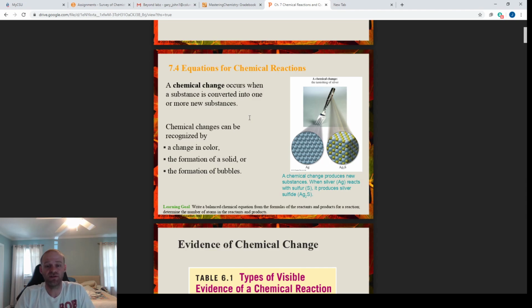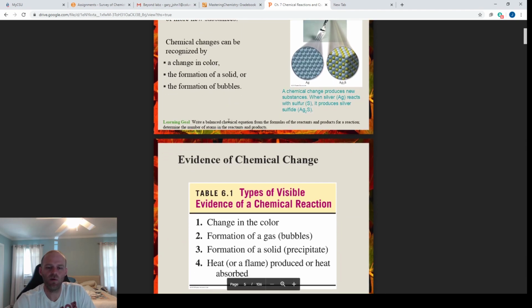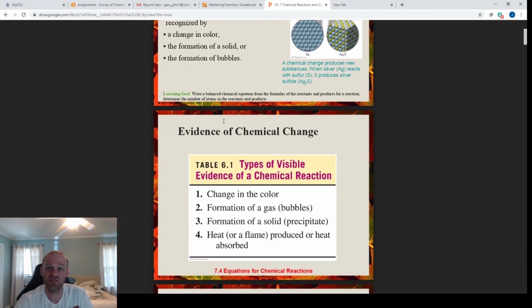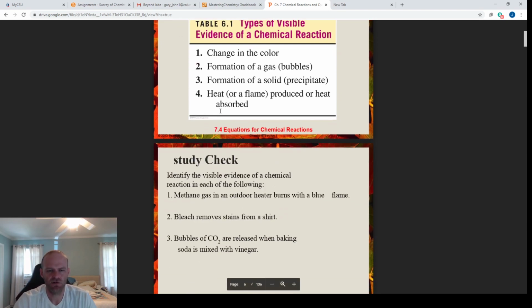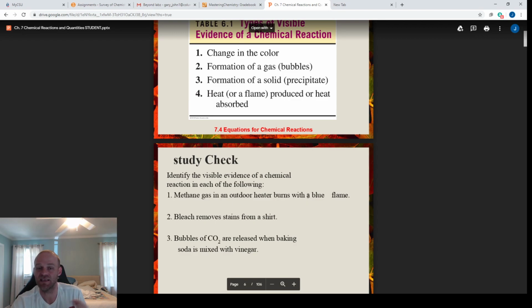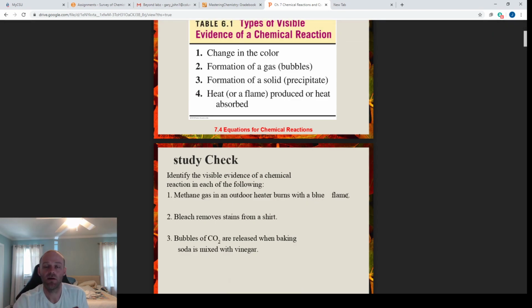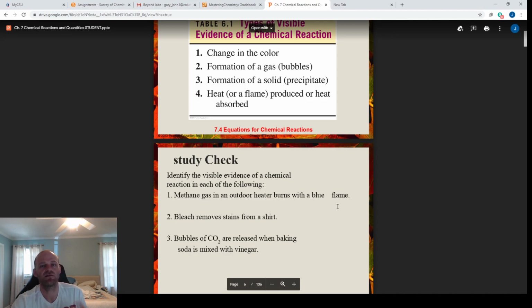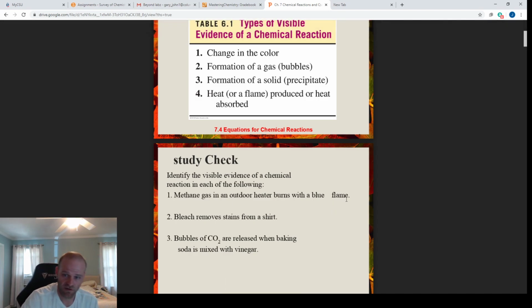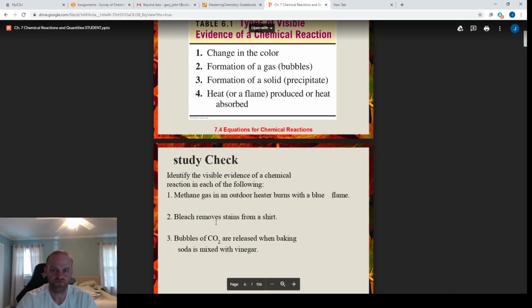Formation of bubbles. Some of these reactions, you probably saw some in the lab yesterday as well, will form bubbles when they react. And then one more is producing some kind of heat. Like right here in the example, it says methane gas in an outdoor heater burns with a blue flame. So you might be tricked into thinking that this is heat produced or heat absorbed, but it's not. The change in color is the signal that you're looking for the chemical reaction.